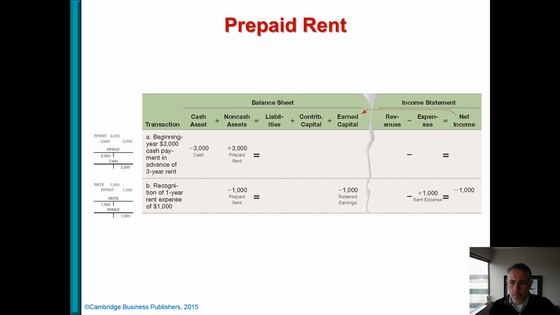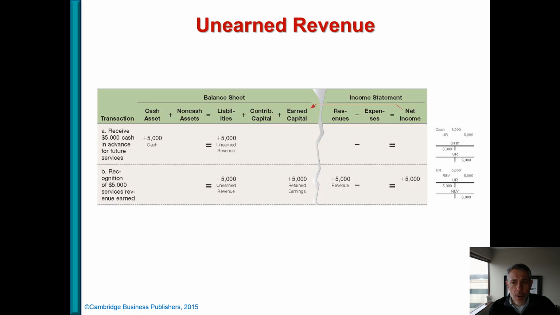Prepaid rent. I'm not going to dwell on the financial transactions template here, other than just to say that it would be worth your time to take a deeper dive into each one of these. Unearned revenue.